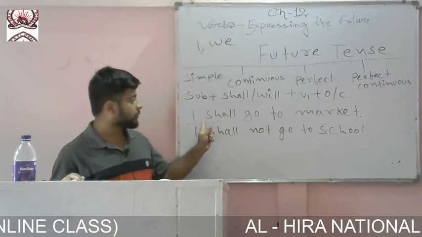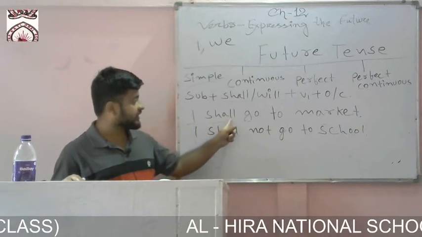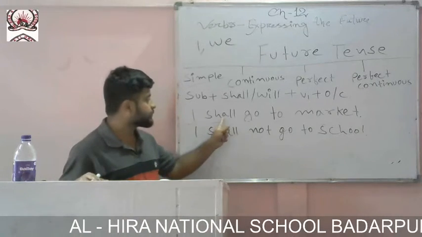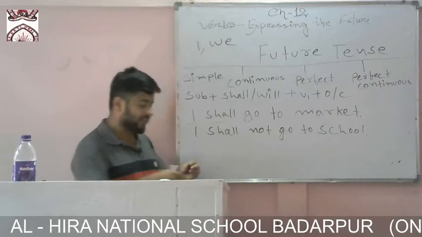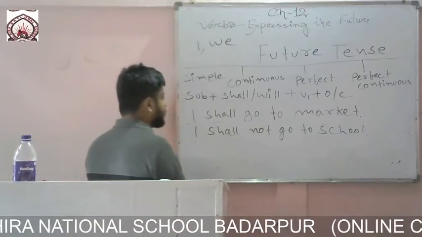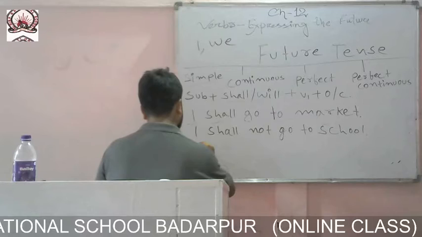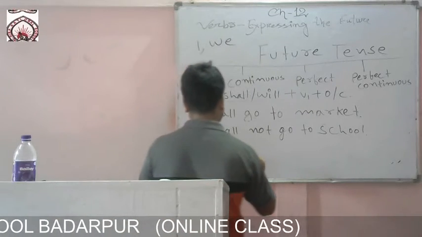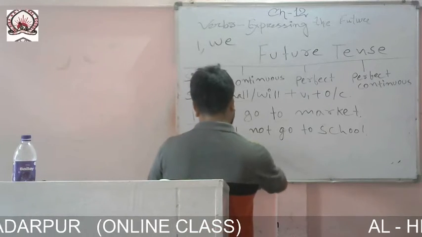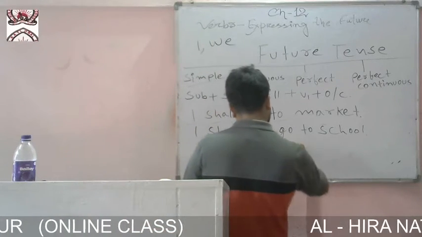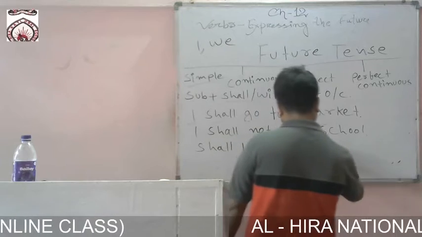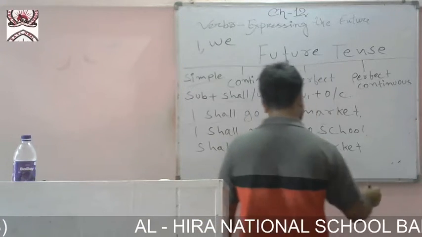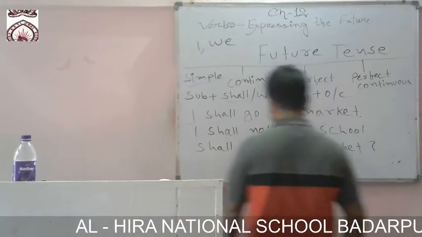Now if I want to change this sentence from affirmative to interrogative, then how I have to change? Just bring the auxiliary verb at the beginning, then it will become our interrogative sentence. Shall I go to market? Then if it is interrogative, question mark.